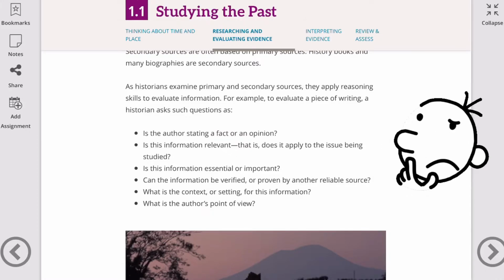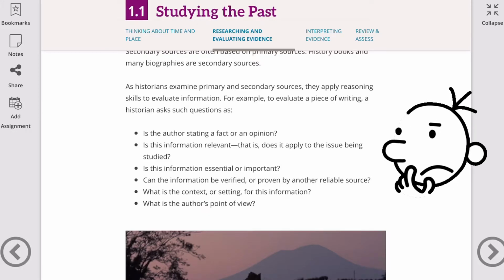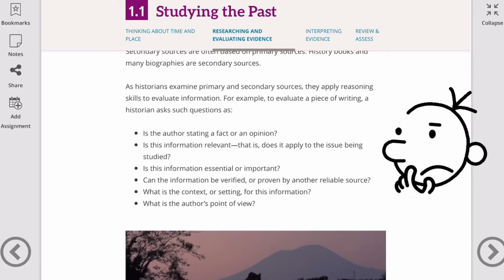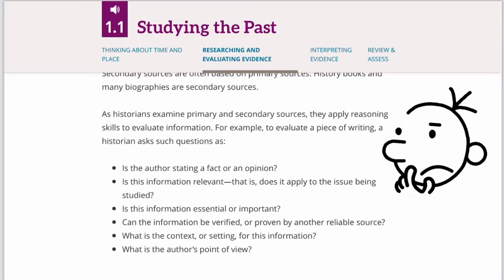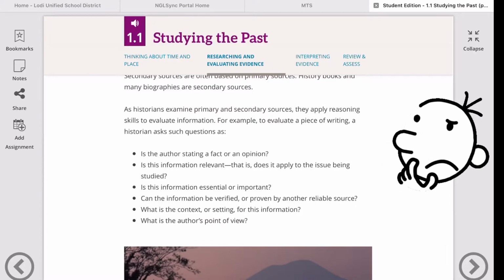So primary and secondary sources are important in order to come up with an understanding of what happened in the past. For example, a piece of pottery or an artifact will not make sense to you, although it's a primary source, until somebody explains its historical significance and meaning. All historians examine primary and secondary sources. They apply reasoning skills to evaluate information.